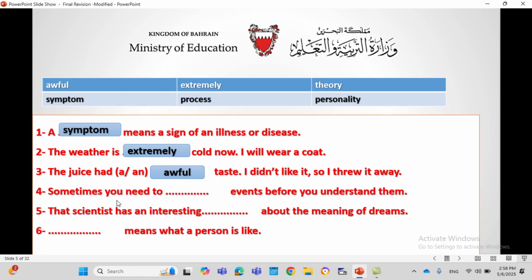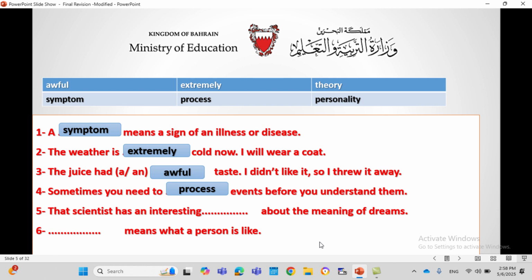Number 4, sometimes you need to blank events before you understand them, and I mean here to deal with events. As you can see, we have to. So the right word must be a verb, and the only verb we have is the verb process. Sometimes you need to process events before you understand them, means you have to deal with events before you understand them.